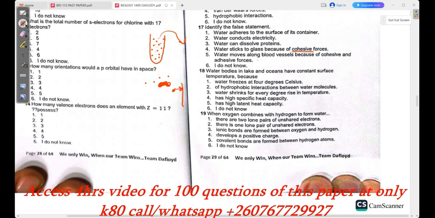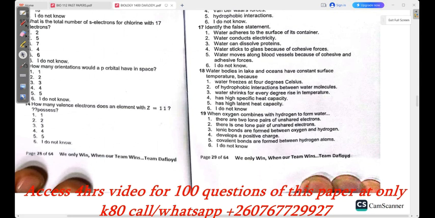Water moves along blood vessels because of cohesive and adhesive forces. That is true. For water to move in a capillary tube, first there have to be cohesive forces. That is, water molecules themselves have to stick to each other. Then at the same time, these water molecules have to stick to the wall of that capillary. So those forces are going to be adhesive. Whereas within the water molecules, those forces are cohesive forces. So both have to exist for capillary action.